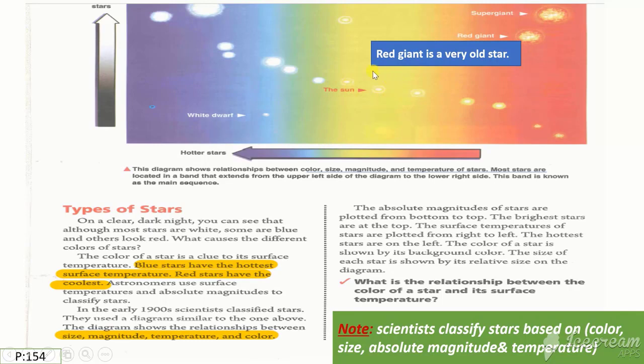But the sun, it is yellow color, warmer than red giant and supergiant. White dwarf, it is the end cycle of the sun. White dwarf, it is blue color. It is blue color because it is among the hottest stars. Please watch this video about types of stars.